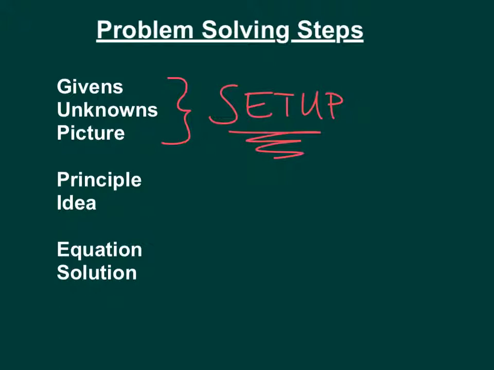Next, think about the principle and the idea. This gets you thinking about where you should look: what type of problem, and what type of formula are you going to use? When you look at that formula sheet, the one that's posted on Blackboard, I would always have that with you whenever you're working homework. It's the same one we'll use on exams. This gives you an idea of where to look.